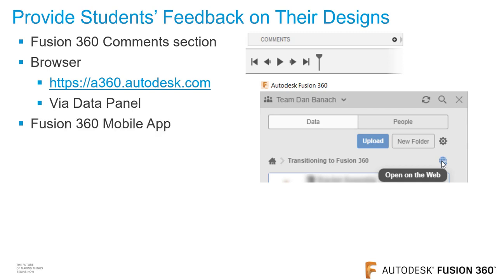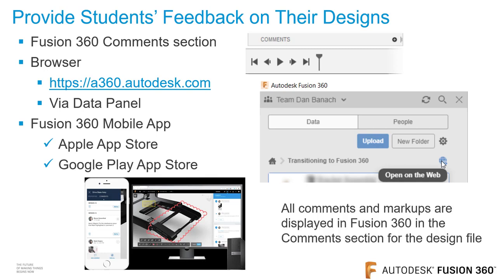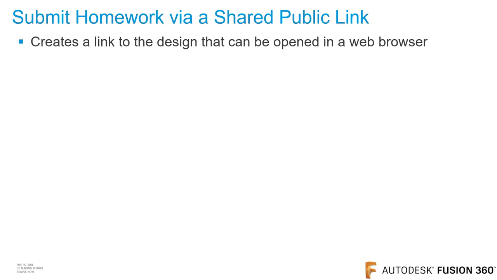The third option is to use the Fusion 360 mobile app that is available on the Apple App Store and the Google Play Store. Note that all comments and markups are displayed in Fusion 360 in the comments section for the specific design file. When students are submitting homework, you can also have them create a share public link and give you the link. Then open the link in a web browser, and here you can review the design. And from the link, you can also open the file inside of Fusion 360.